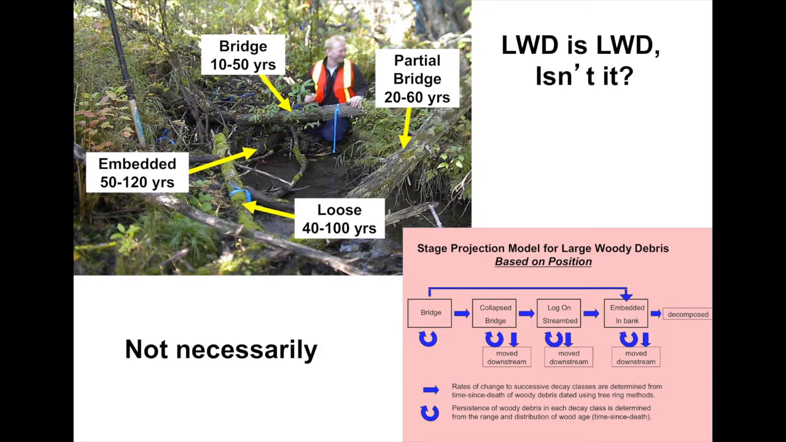They start out as bridges, fairly solid. They break apart, they fall down in the stream, they become partial bridges. They become loose in the stream bed, and then eventually embedded in the stream bed. Okay? And they move from one phase to the other, and those numbers there are important because they give you an idea of how they transition from one to the other.